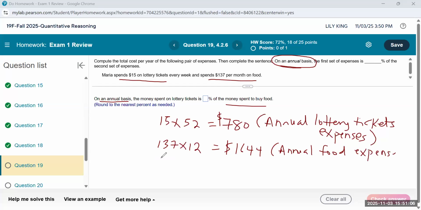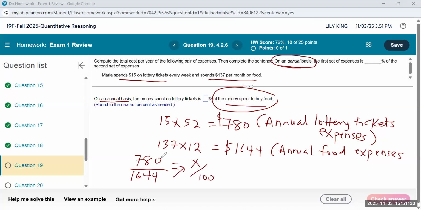All right, so now that we have the annual expenses, we can go ahead and do the math. So the money spent on lottery ticket is, so we know the is part. So we're gonna put 780 over the of part, which is going to be the 1,644, and we don't know the percent. So at this point, we have to apply cross product to find our X.